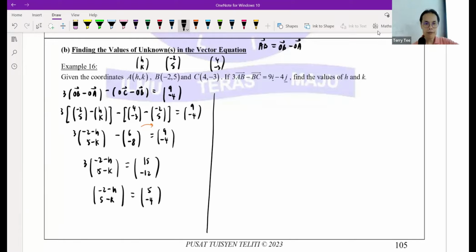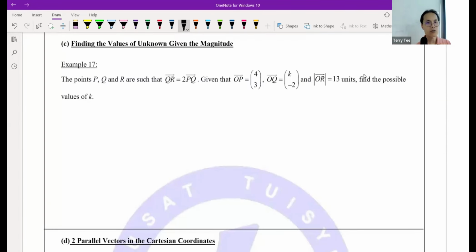So by comparing one by one, let's compare the I component. Minus 2 minus H is 5, so H will be negative 7. Then you compare your J component. 5 minus K is negative 4, so K is 9.